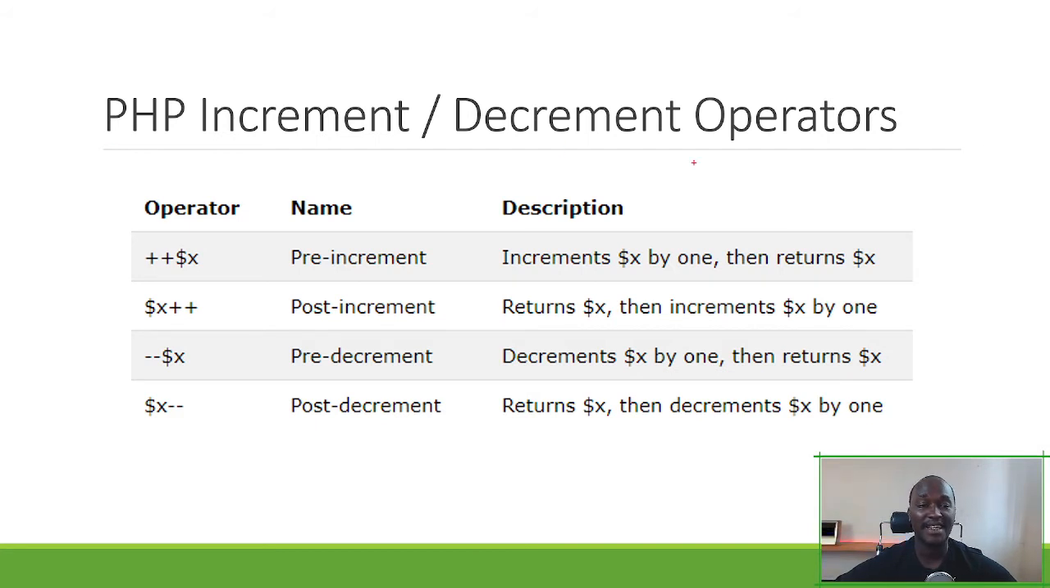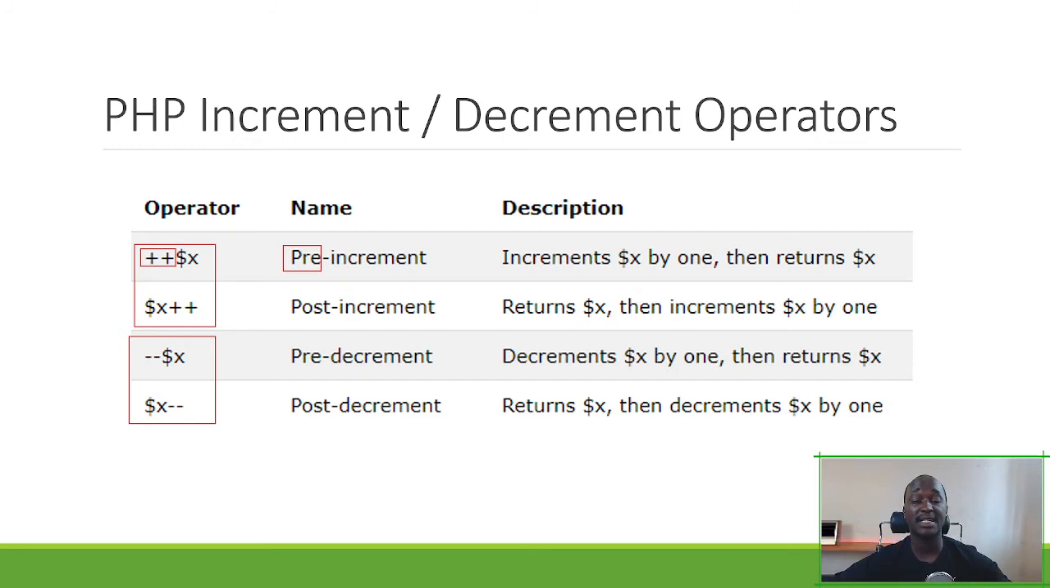Then we have the famous increment and decrement operators. These ones increment or decrement the variable value by one. They're normally used to update the variable value in loops most of the time. Now, if you put the plus plus before the variable name, it's called pre-increment, meaning you're incrementing it.